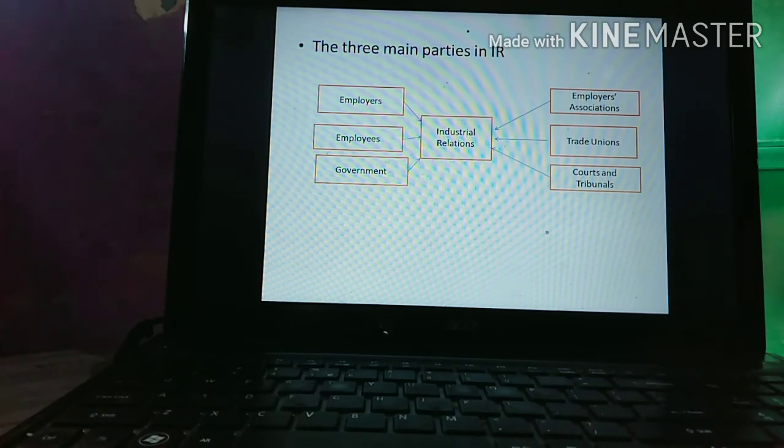Next slide. Next feature is that there are three main parties in IR. Number one, employers and the employers' association, that is the board of directors. Number two, employees and their trade union. And number three is the government in the form of courts and tribunals. If the dispute is not resolved by mutual consent, then it goes to the courts and tribunals. Then they give the decision which binds both the parties.